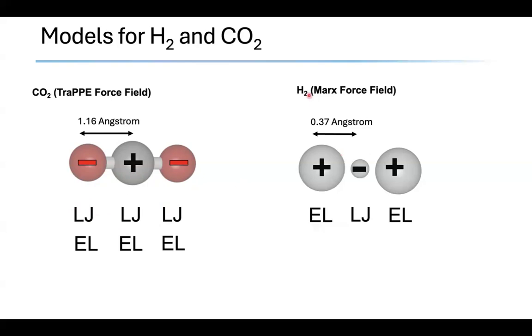For hydrogen, we have used the Marx force field. In the Marx force field, we have the two hydrogen atoms on the two extremes of this rigid molecule, with a dummy molecule in the center. The distance between the dummy molecule and the hydrogen atom is 0.37 angstroms.